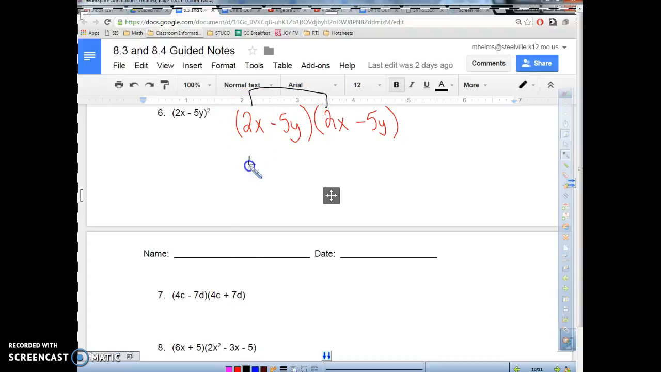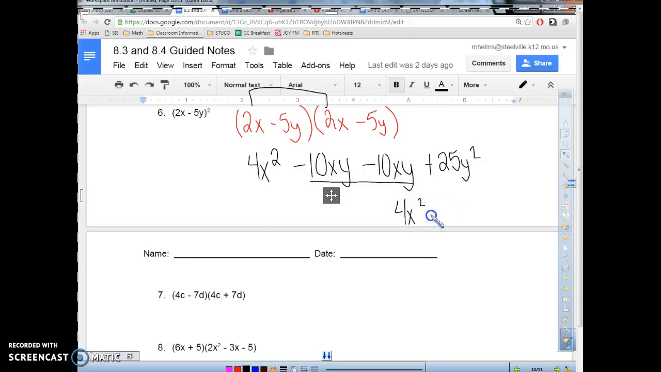2x times 2x is 4x squared. 2x times negative 5y is negative 10xy. Negative 5y times 2x, negative 10xy. And last, negative 5y times negative 5y is 25y squared. Combine your like terms. So you have your negative 10xy minus 10xy. And so you have 4x squared minus 20xy plus 25y squared.